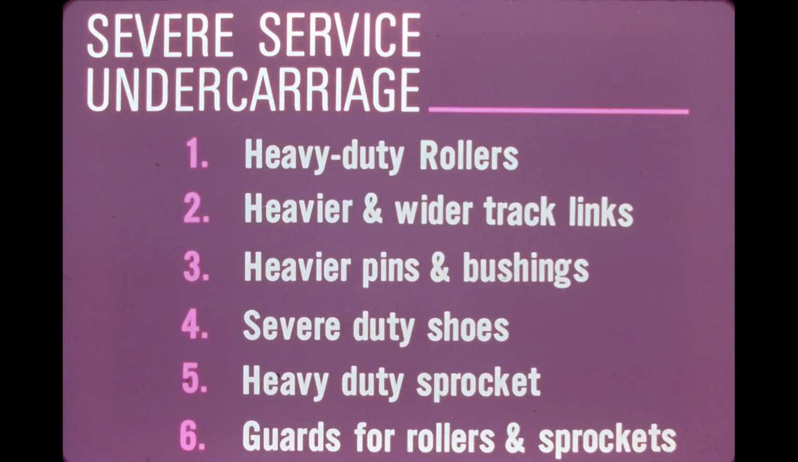Another option for equipping the tractor for special service is the severe service undercarriage available for many models. The severe service package consists generally of heavy-duty rollers, heavier and wider track links, heavier pins and bushings, severe-duty shoes, a heavy-duty sprocket, and guards for the rollers and sprockets. If the tractor will be worked in rough, rocky terrain or in highly abrasive soil, thought should be given to equipping the unit with a severe service undercarriage. No matter what the application, roller guards and rock deflectors are always good insurance.